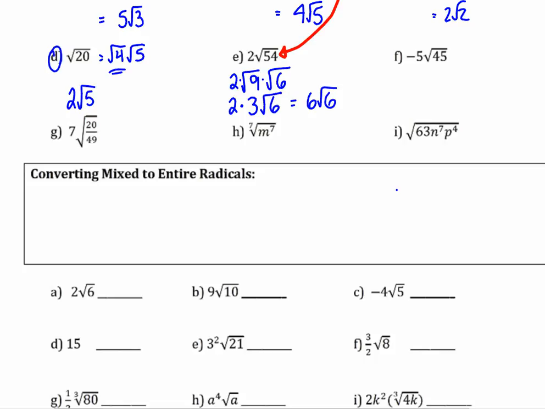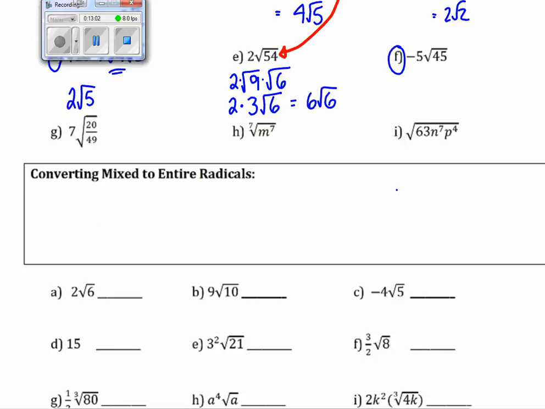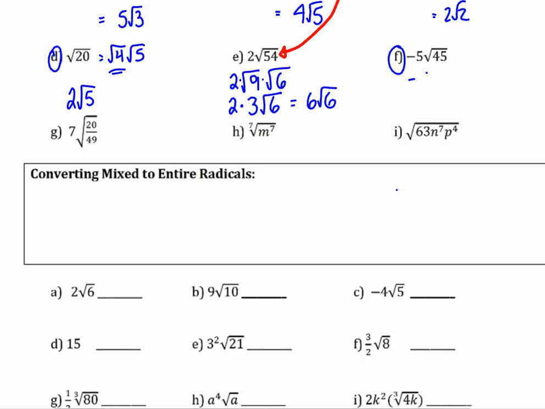Okay. So try F. Nine times 5. So what's the square root of 9? It's a 3. So it becomes negative 15 root 5. You can check your work, type them both in. Should be the same thing. Oh, it looks like I put a 3 beside it. Okay, so that was just 3. So negative 5 times 3 is negative 15.